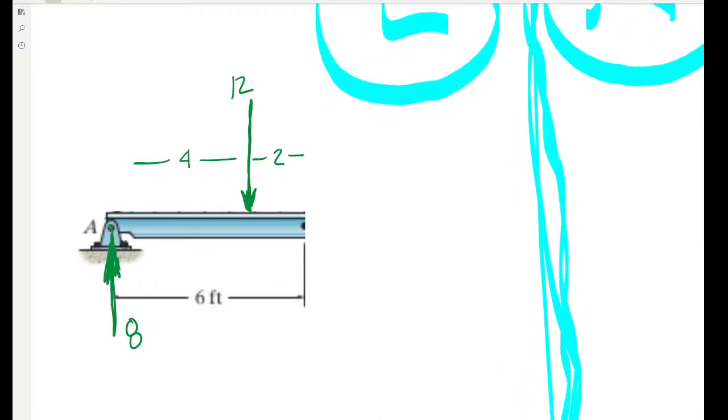Now, the loads. It might be beneficial at this point to represent or draw your loads in such a way that they would be designated as positive. Here's what I mean by that.